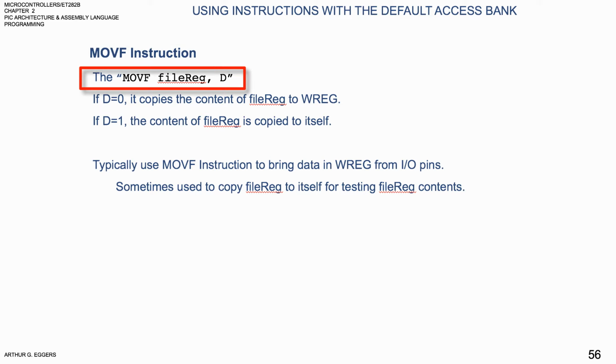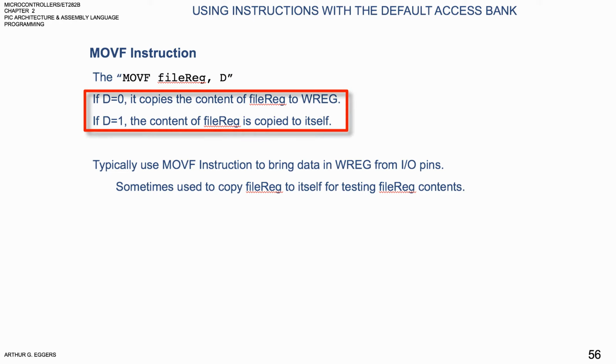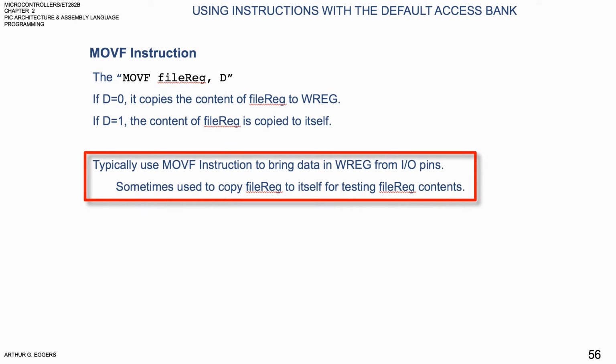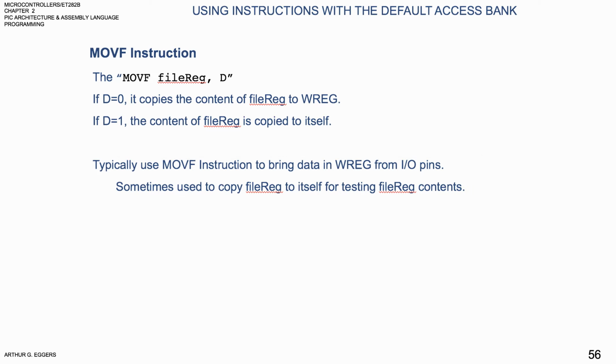It has the following format: MoveF, file reg, D. If the D is equal to 0, it copies the content of the file register to the working register. If the D equals 1, the content of the file register is copied to itself. While typically we use the MoveF instruction to bring data into the working register from an I/O pin, we sometimes use it just to copy the file register to itself for the purpose of testing the file register contents.